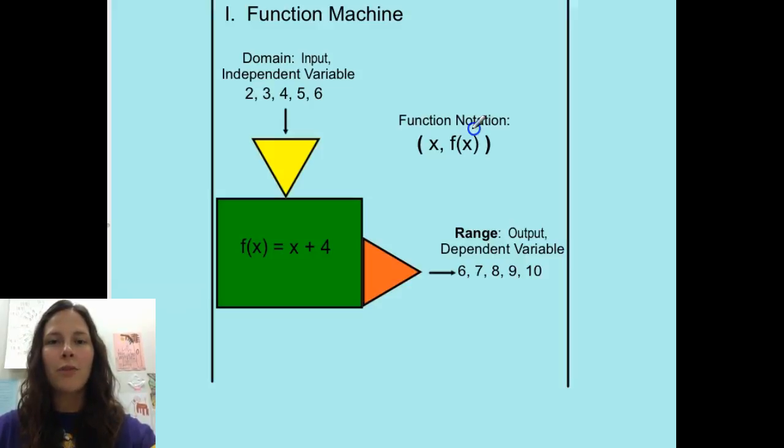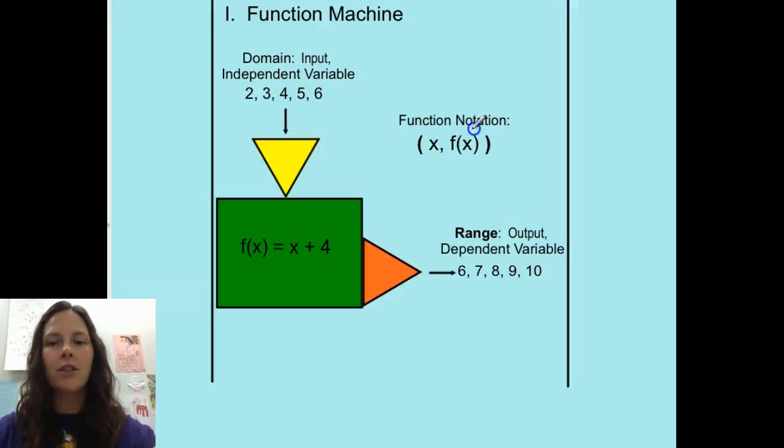And then off to the right, we see the orange triangle coming out. Those values are the range, whatever you get out of the function. So certain functions, once you drop values into them, they change the values so that you get a special range.